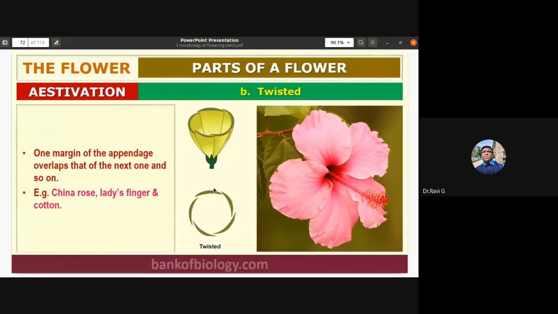This gives a twisted appearance, and you can notice this in hibiscus. You can see that one edge of it is overlapping, the other is overlapped, overlapping, overlapped. As a result, this gives a twisted appearance. If you look into the bud condition, you can notice this twisted appearance in a much better way. Examples are China rose, that is Hibiscus rosa-sinensis, lady's finger, and cotton plant. The flowers of these exhibit the twisted estivation.